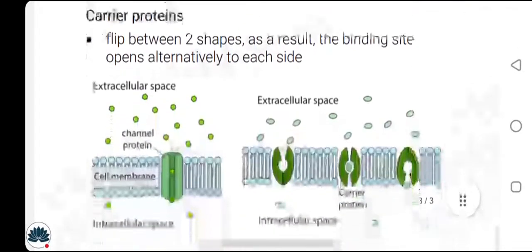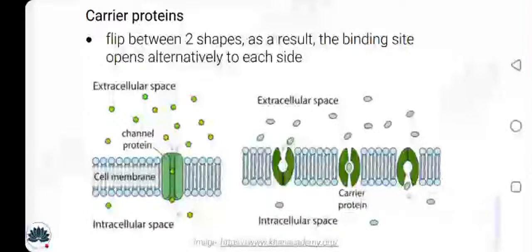As you can see, this is working as a simple pathway at the intracellular space, and you can see what has been happening. I hope these diagrams are clarifying things for you. And the carrier proteins basically flip between two shapes. As a result, the binding site opens alternately on each side.